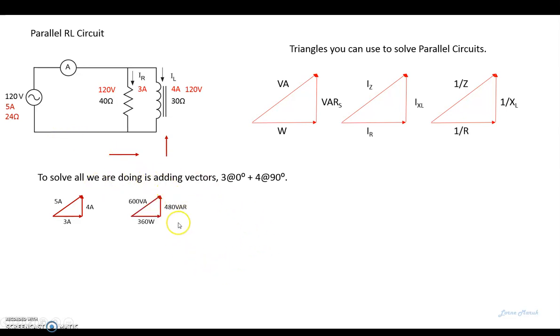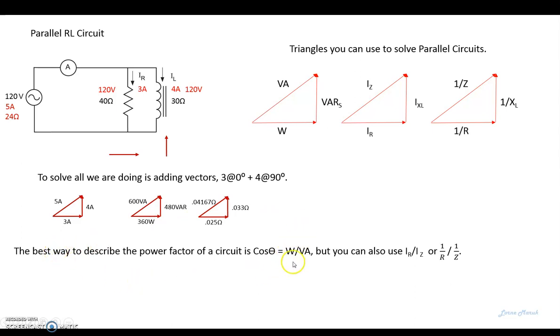We could also have solved this using the power triangle, so we could have gone directly to watts, VA and VARs. Here we're just having a look at what the inverse impedance triangle would look like. If we inversed 24, we would get 0.4167, and if we inversed 40, we'd get 0.025, and so on.